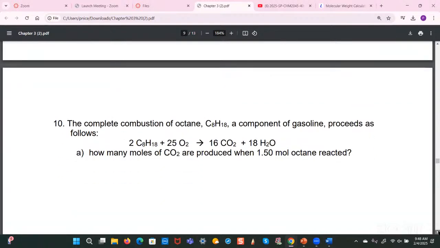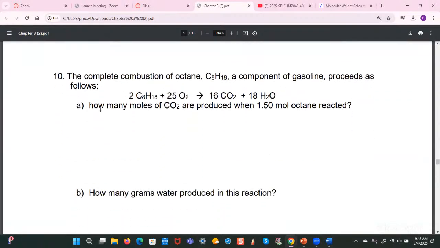Okay. Now, this question gives you the balanced equation for a reaction where octane is completely combusted to form carbon dioxide and water. So the question is asking in the A part, how many moles of carbon dioxide is produced when 1.5 moles of octane reacts? So how do you think you'd approach this problem? Check the state, of course. And it is balanced, so what would be the next thing you would do?